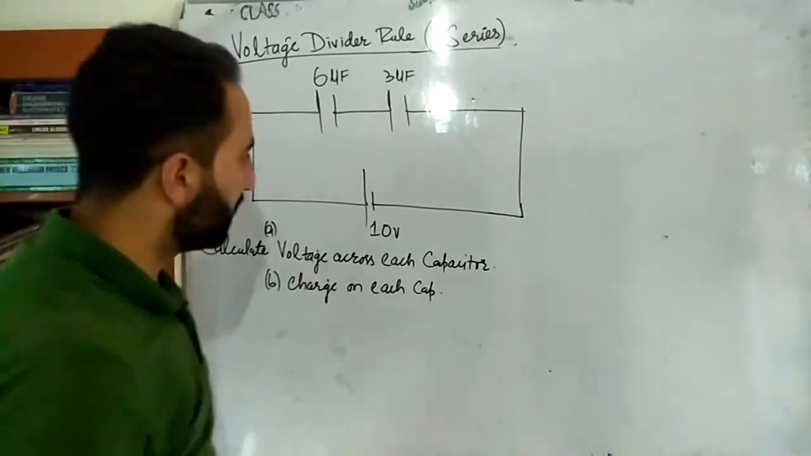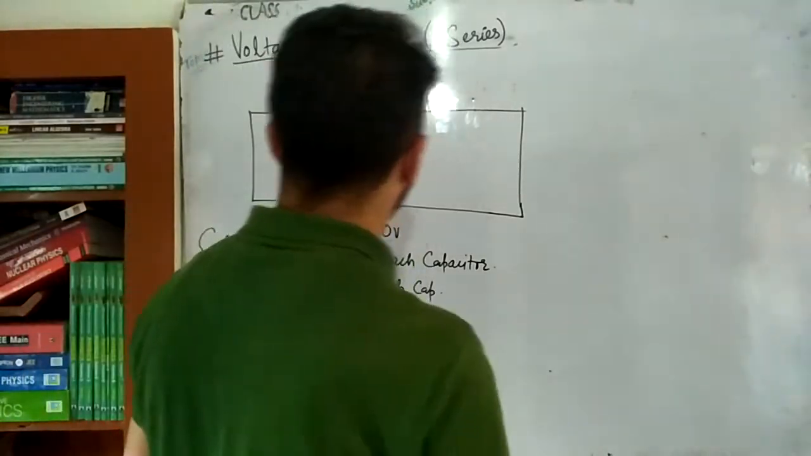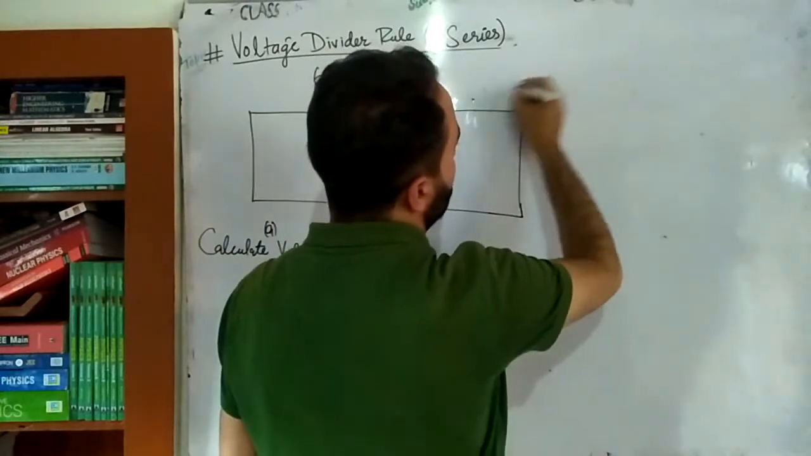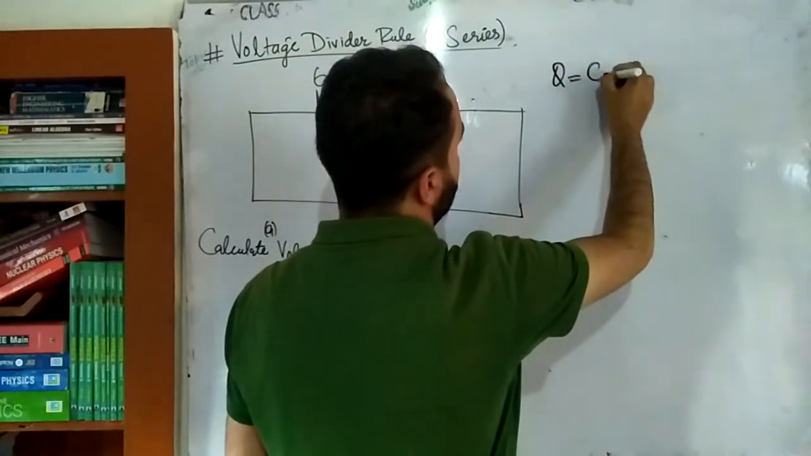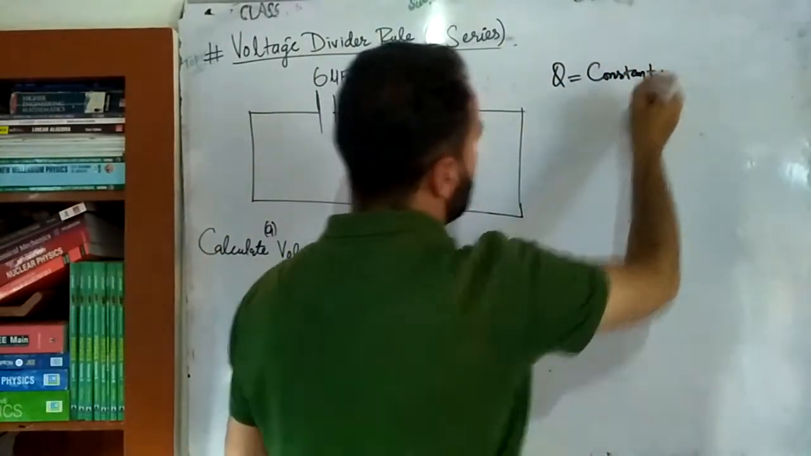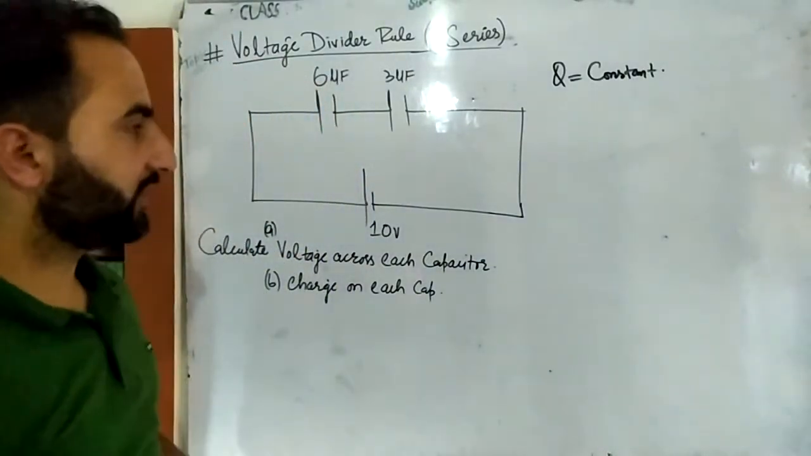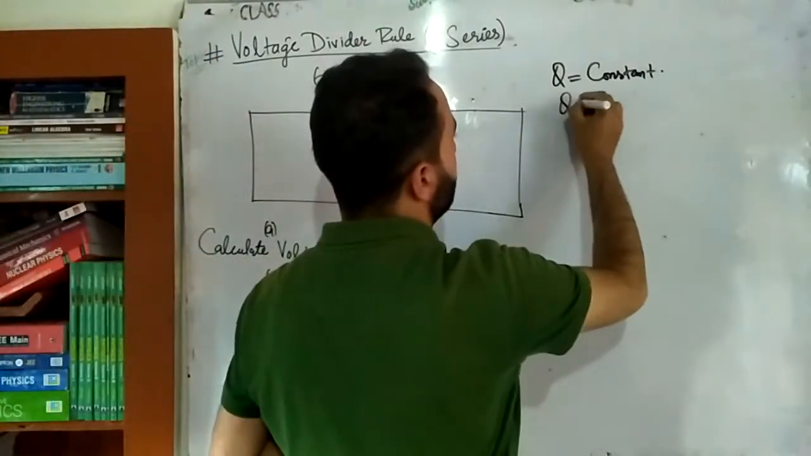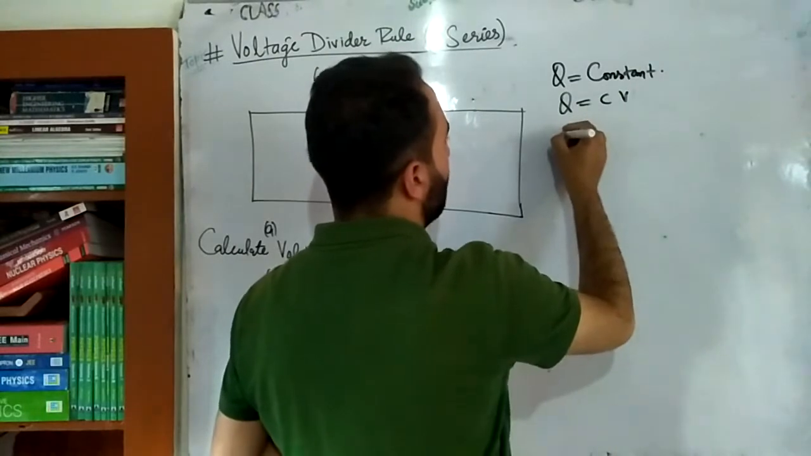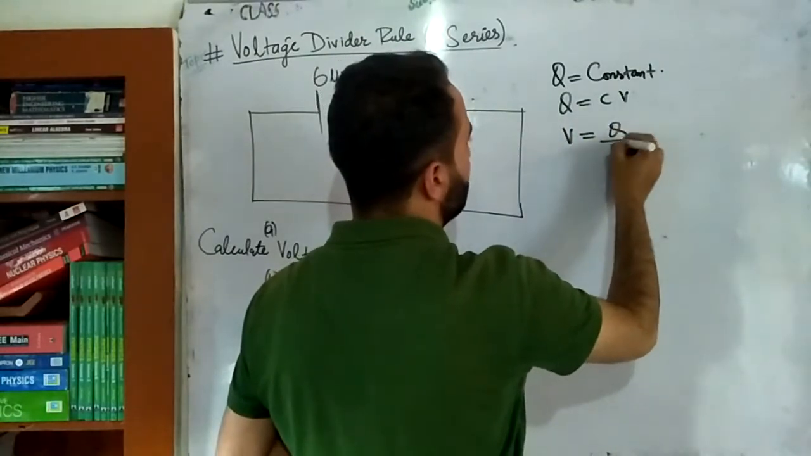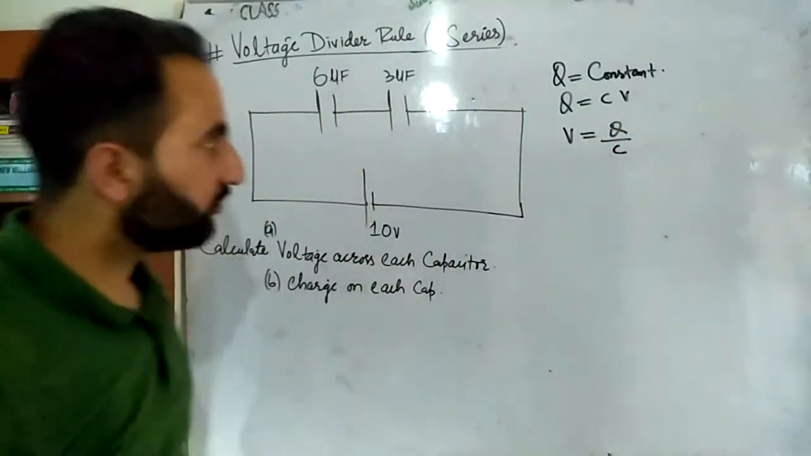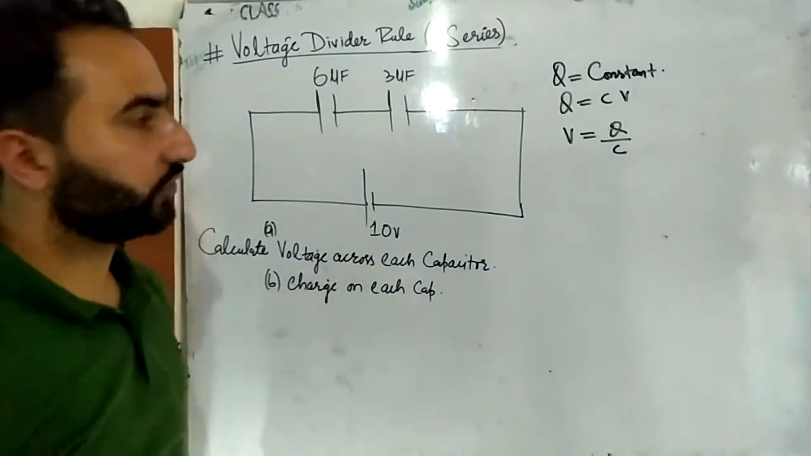So let's try to calculate first of all V1 and V2. Now this is series. So in series Q is constant. Q is constant implies that the charge on each capacitor will be the same. Then we have the equation Q is equal to C multiplied by V, or this implies V will be equal to Q divided by C. Is this okay? Q is equal to CV, so V will be equal to Q divided by C.